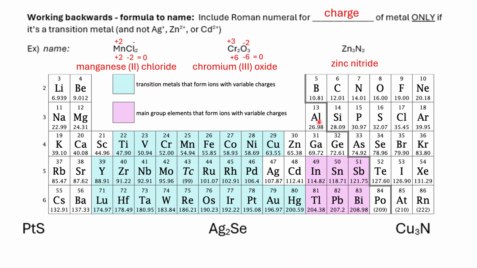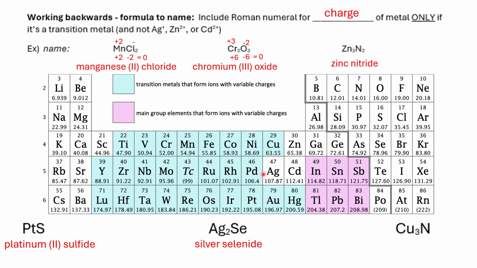Okay, so for the first one, PtS, you should have come up with platinum sulfide because they're in a 1-to-1 ratio and sulfide is -2. So this must be platinum with a +2 charge. And then Ag2Se, remember silver is always +1, right? So this is simply going to be silver selenide.